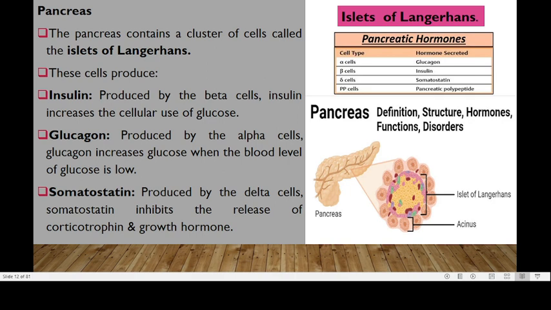Remember, insulin is responsible for increasing cellular use of glucose, while glucagon, which is produced by alpha cells, increases glucose when the blood level of glucose is low. Somatostatin is produced by the delta cell, and somatostatin normally inhibits the release of corticotropin and the growth hormone.